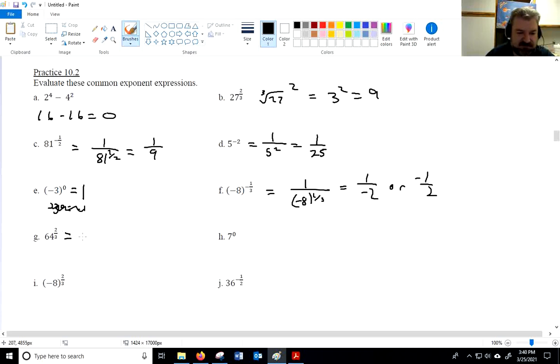64 to the 2/3 is the cube root of 64 squared. The cube root of 64 is 4. And 4 squared is 16.